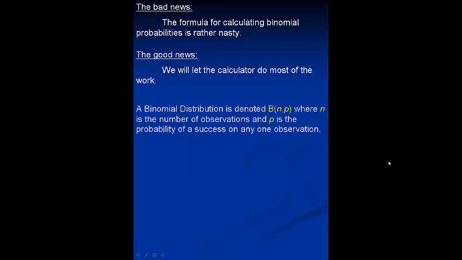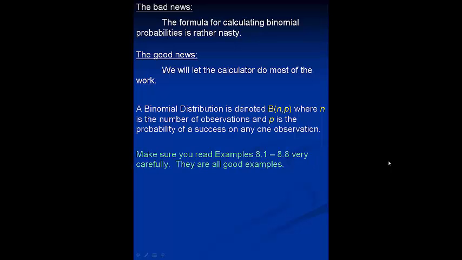A binomial distribution is denoted with a capital B and in parentheses n, p. N is the number of observations that you'll find in the problem, and p is the probability of success of any one of the observations. Generally speaking, the p is given also. Not always, but it's generally given to you. Notice how this is denoted compared to a normal distribution. Remember, the normal distribution had N, and then in parentheses we had mu and standard deviation. So if you see this or a normal distribution, you kind of know how to put one together.